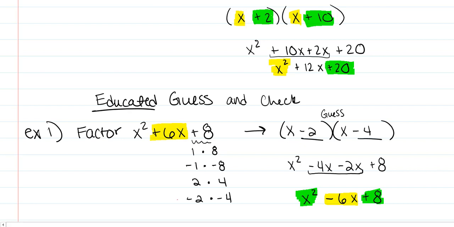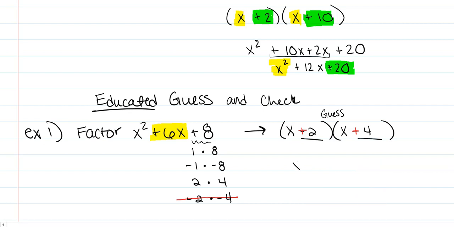Okay, so I know that -2 and -4 are not the constant terms in my binomials. Let's try +2 and +4. I'm thinking that by changing the negatives to positives, when I add my middle terms, I'll hopefully get positive 6x. So let's try that instead.